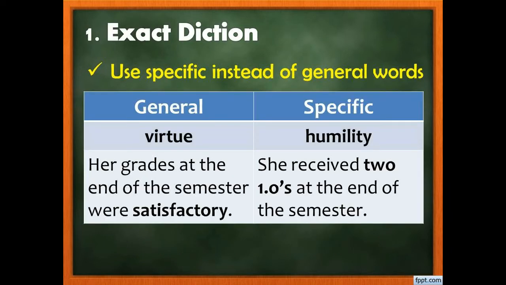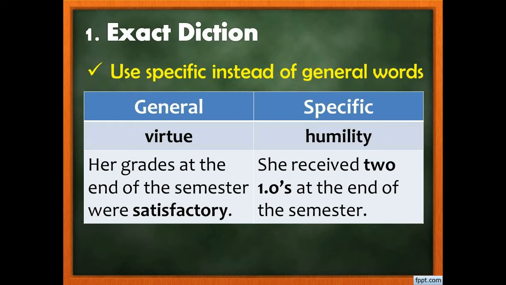Now, let's proceed to our first type of English diction, which is exact. Here, you must use specific instead of general words. For example, virtue is too abstract and indefinite, so you may narrow it down to a more specific type of virtue, which is humility.